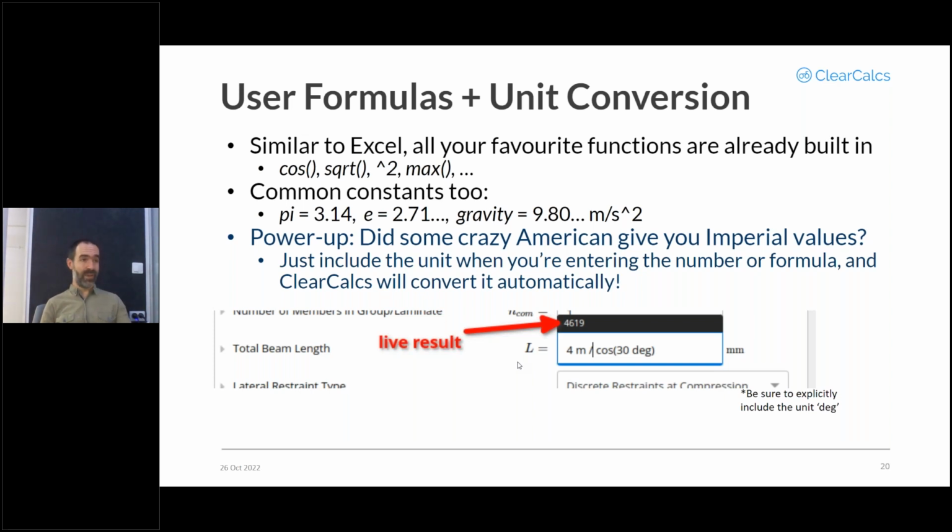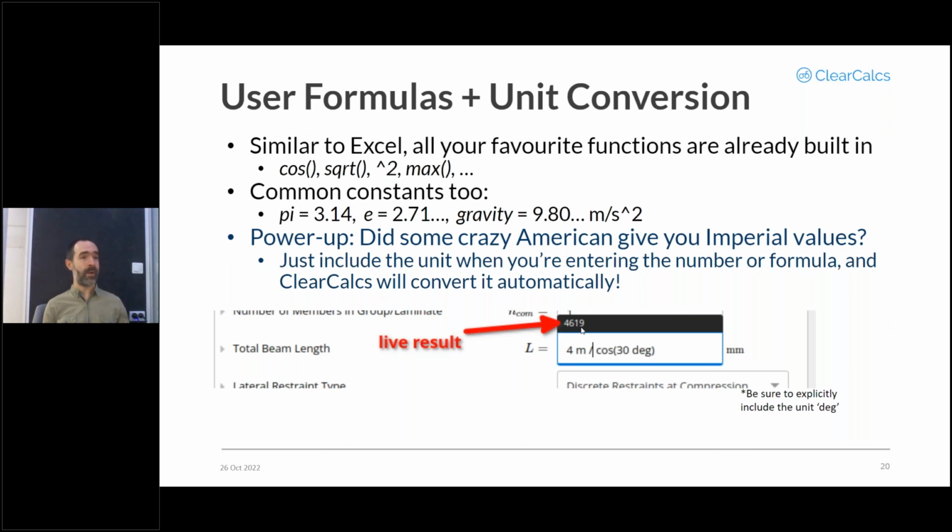E will give you the value for E. The word gravity will give you 9.8 meters per second squared. So if you want to convert from kilograms to kilonewtons, you can multiply in gravity there. And a particular power up here is we also do automatic unit conversion, and our entire platform is unit aware.